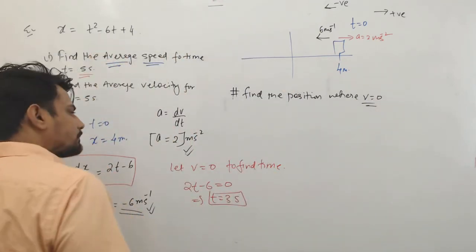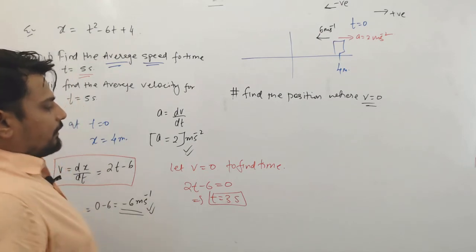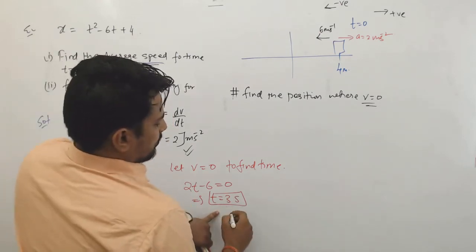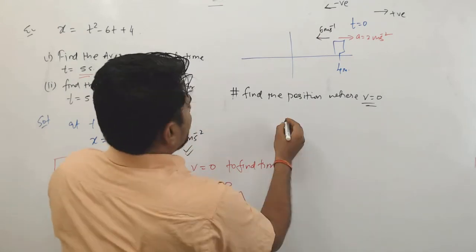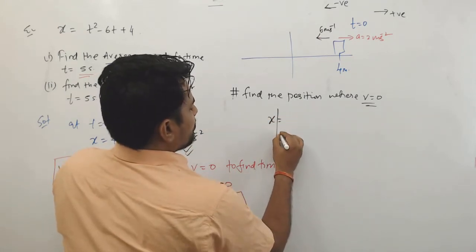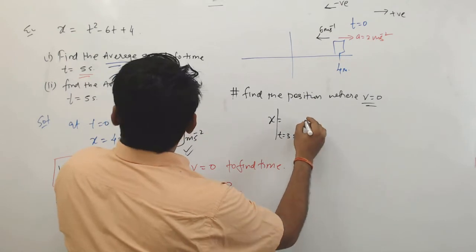जीरो कब होगा वो? Find the position where velocity becomes 0. Velocity 0 कब होता है? It is going to be 0 at time t is equal to 3 seconds. So in that time, x should be how much? X for time t is equal to 3 seconds.